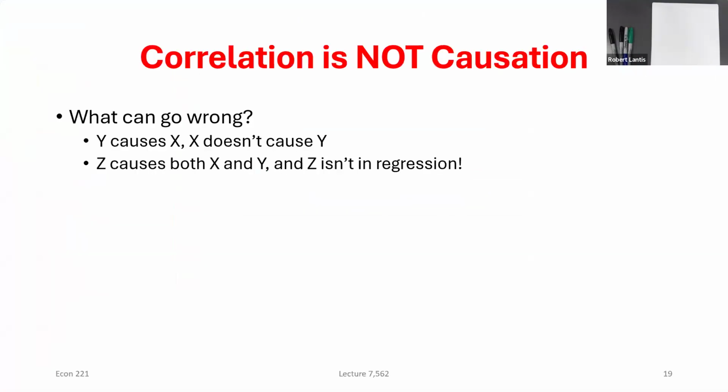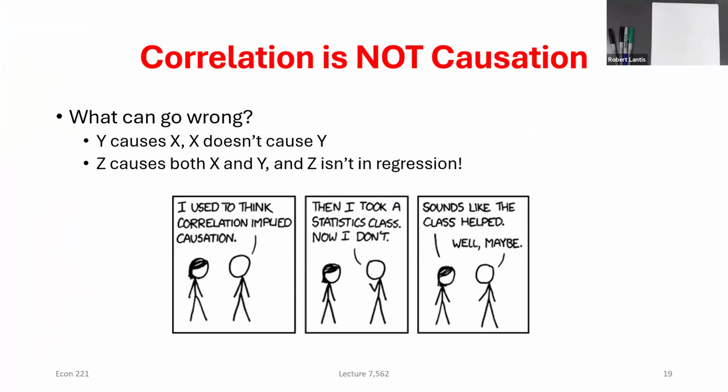We left off talking about this idea that when we run these regressions, what we're really doing is picking up the difference between correlation and causation.